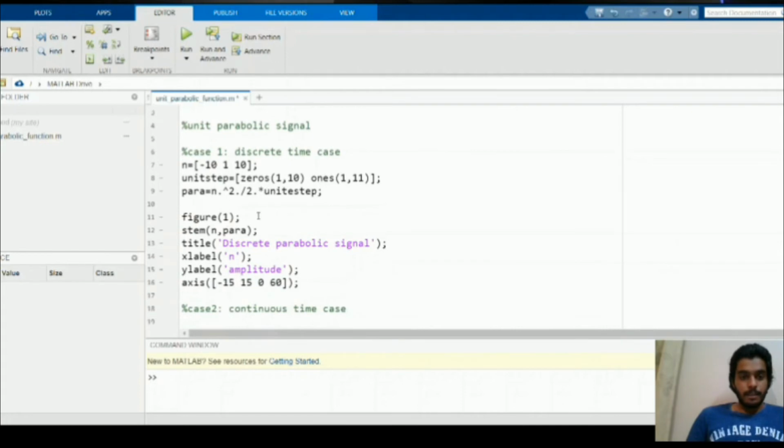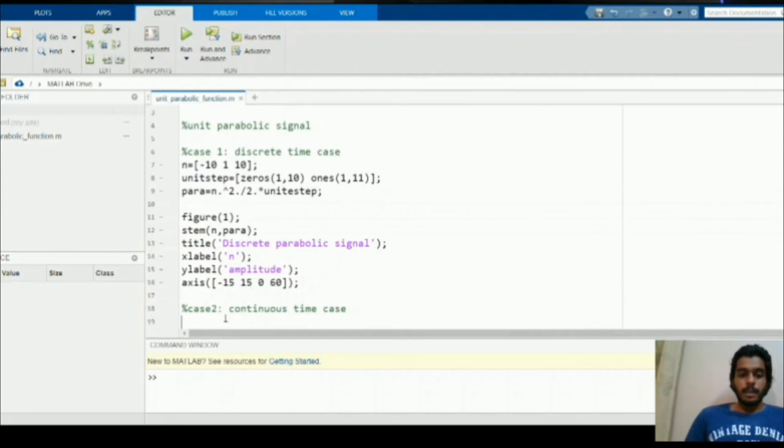Having done that, we have finished defining our points, from n equal to minus 10 to 10. We have defined our function using unit step and parabolic function. We have defined our graph plotting requirements: figure 1, stem, title, x label, y label, and axis. So now we have finished our discrete time case for the unit parabolic signal.